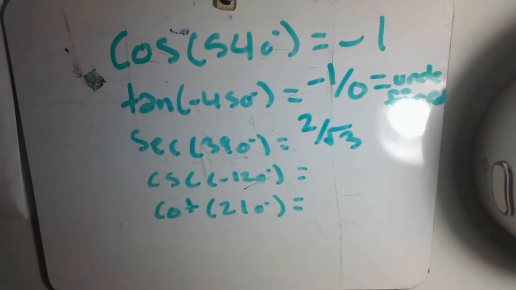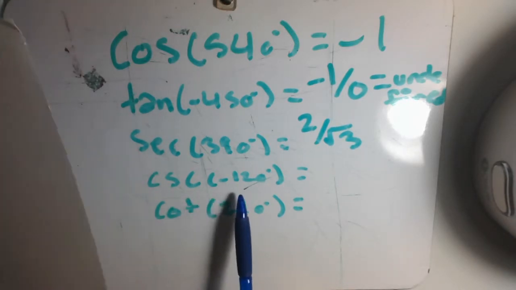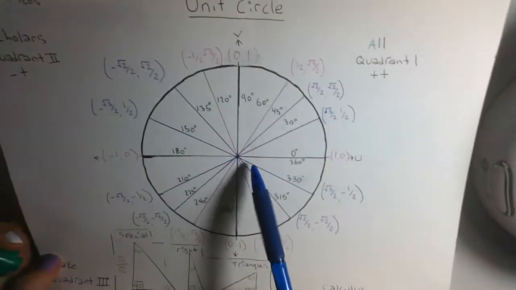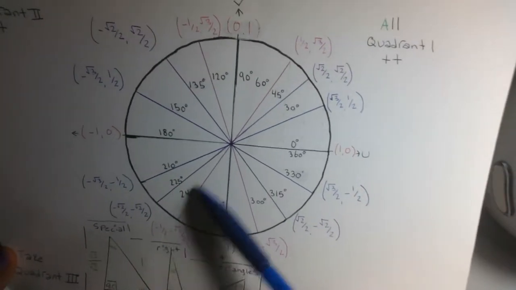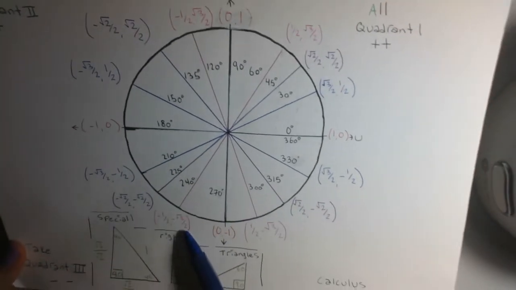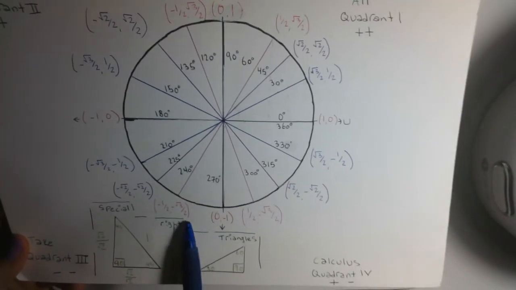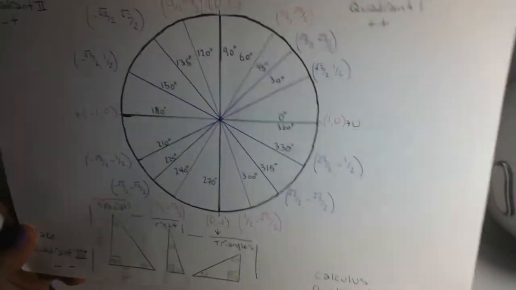Cosecant is the reciprocal of sine. So you find the sine of -120. 120, you go around here, -120, and it lands on 240 degrees. Then the sine of 240 degrees is the v, so that's -√3/2, but you have to flip that around to get the cosecant, so it's -2/√3.